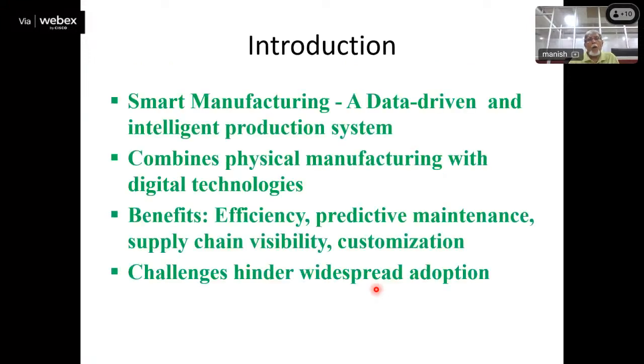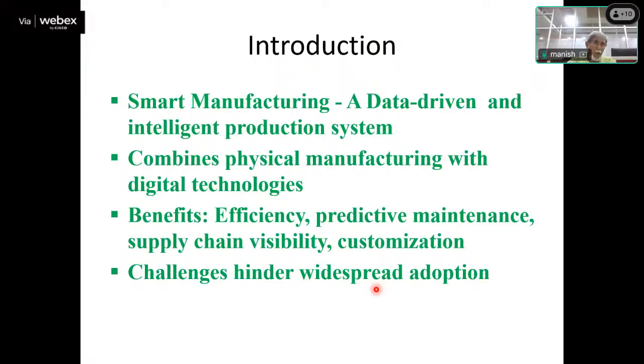Now, by this time, you have become quite acquainted with the smart manufacturing issues. So, you know that smart manufacturing is a data-driven, collaborative, and integrated intelligent production system. This is the scenario of smart manufacturing. That means that different digital technologies are highly integrated and combined with the physical manufacturing.